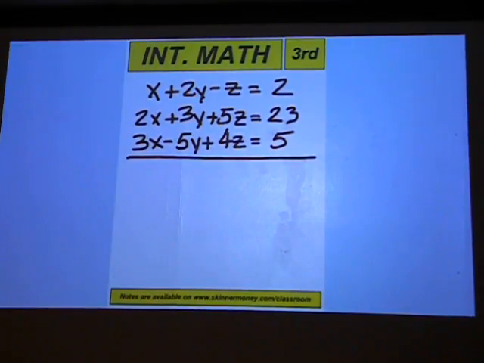Solving a 3x3 system of equations. Step 1 is you have to recognize that you want to eliminate this spot, and this spot. And we're going to do that by elimination. And when we eliminate those, we're going to end up with a wedge formation which looks a lot like this.